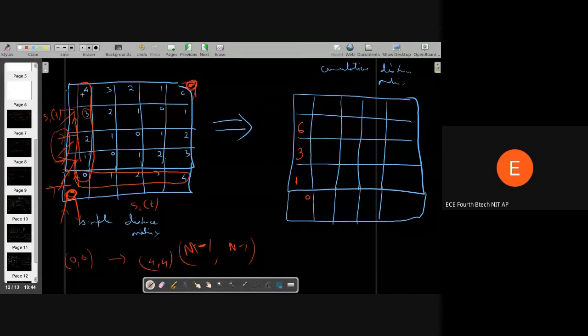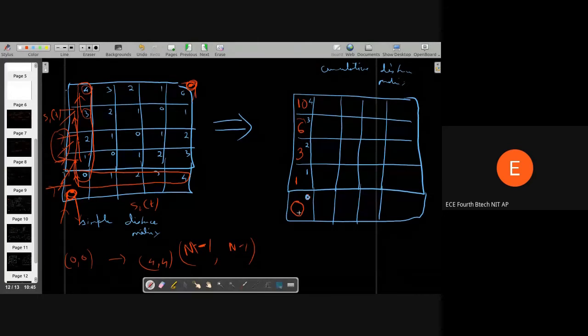Now this 4 is there. Again, only this path is available. So the cumulative distance is the 4 plus this 6. So 4 plus 6 is 10. What was the simple distance? Simple distance was 0, 1, 2, 3, 4. But the cumulative distance is this.